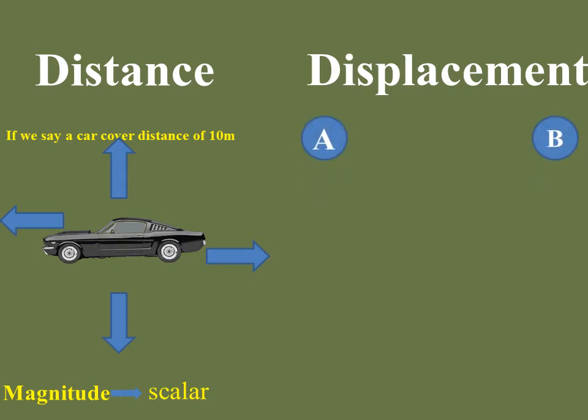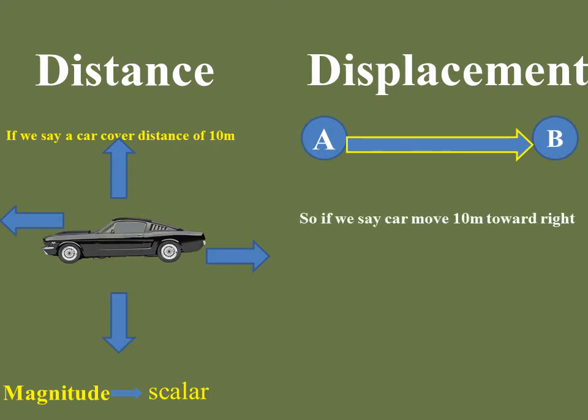But in case of displacement, if a car covers a distance between 2 points A and B, and we say that a car moves 10 meter towards right, it means that we have a direction, which is towards right. So we have magnitude as well as direction. Magnitude and direction give us a vector quantity. So displacement is a vector quantity and distance is a scalar quantity.